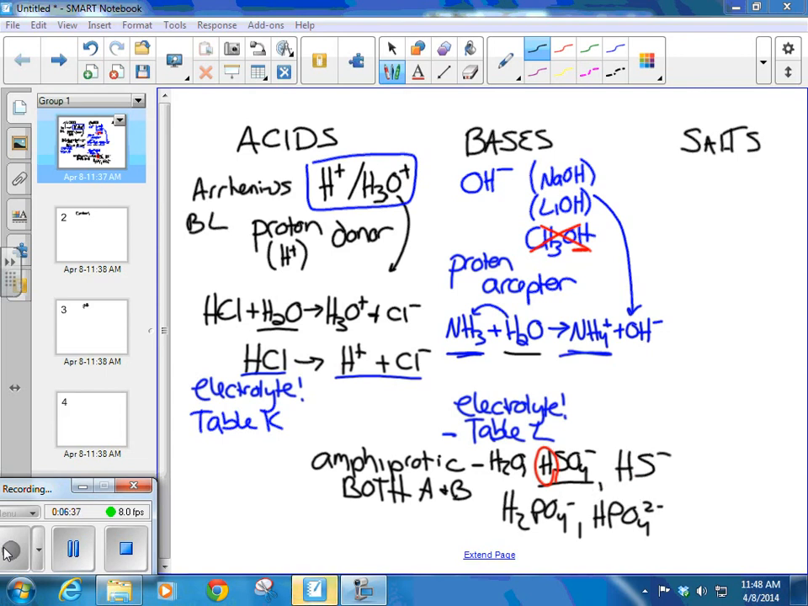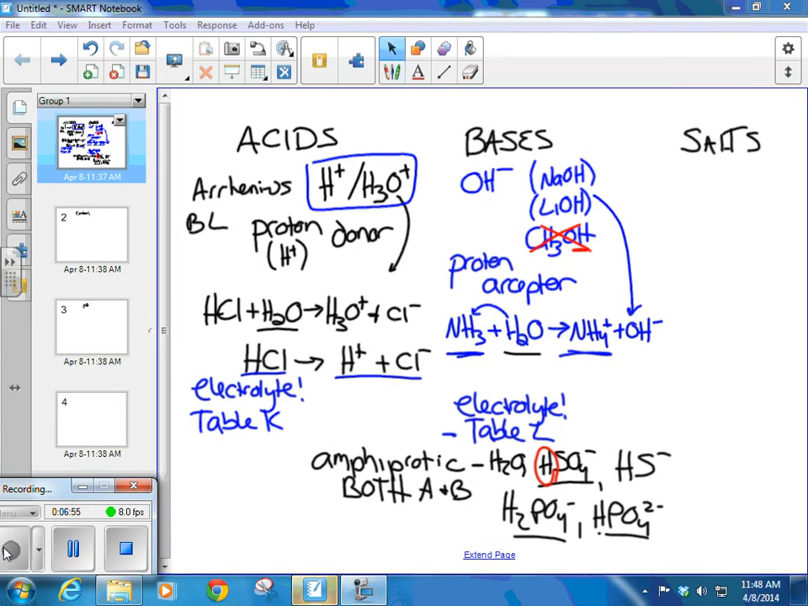So they can all gain a proton and become neutral. This could become H2S. This one would become H3PO4, and this one would become H2PO4 minus. They're all capable of gaining a proton and losing a proton, so that makes them amphiprotic.